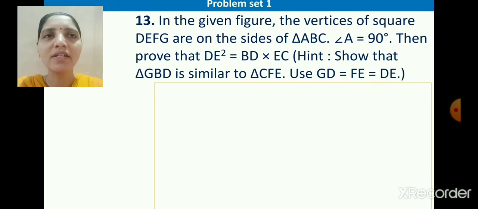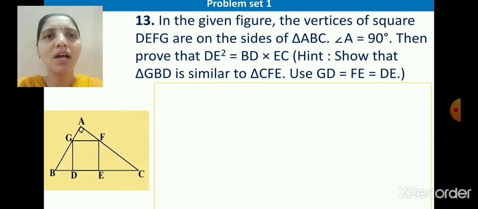After that, we are going to see the problem set 13th sum. This was the doubt asked by one of the students, so I am solving it here. Observe this figure. In this figure, the vertices of square D, E, F, G are on the sides of triangle ABC. Angle A is equal to 90 degrees. Then prove that DE square is equal to BD into EC.